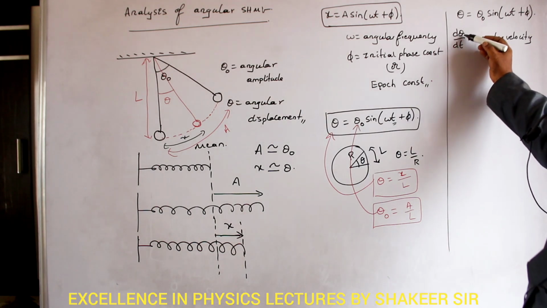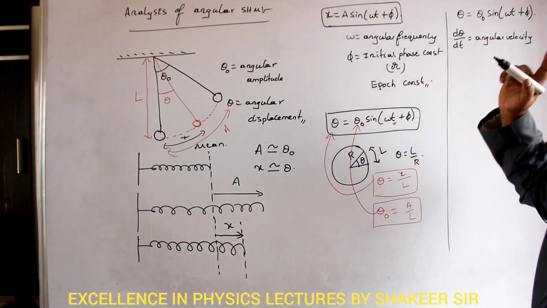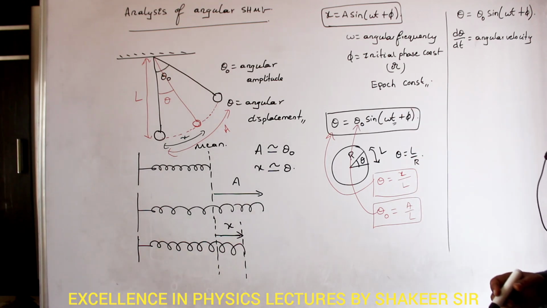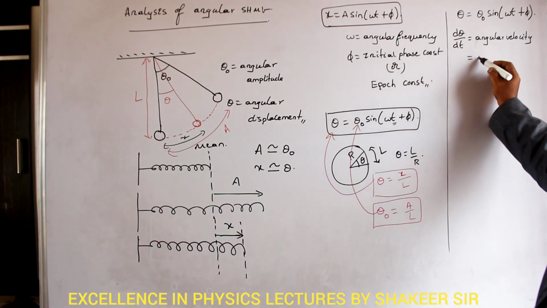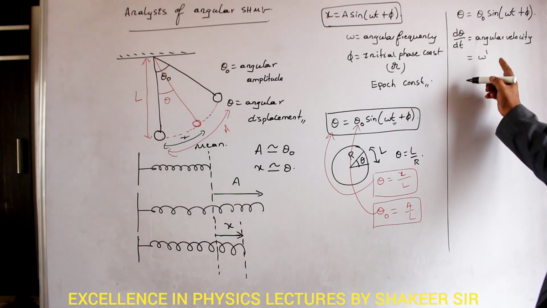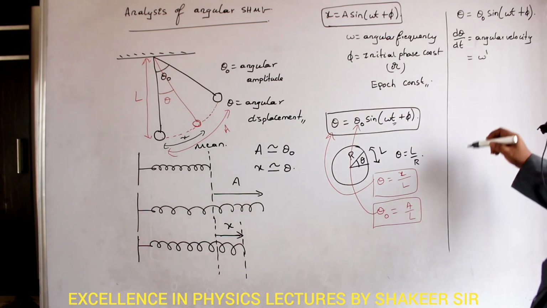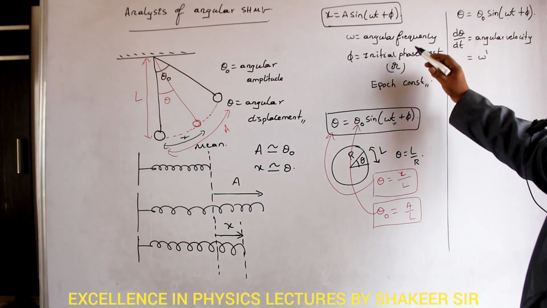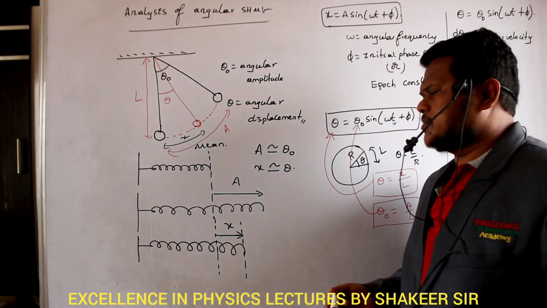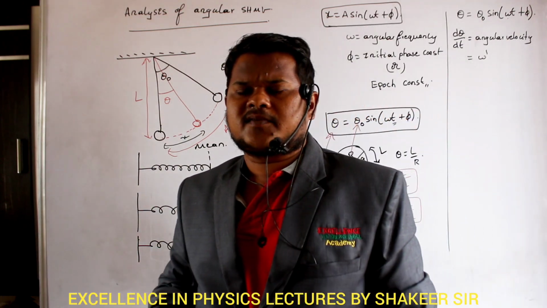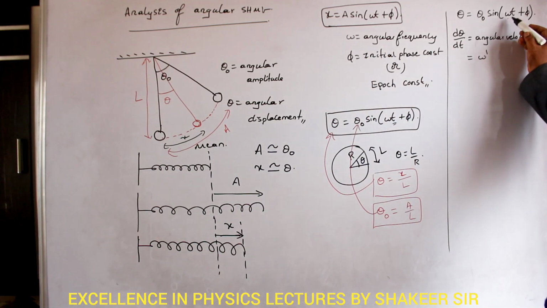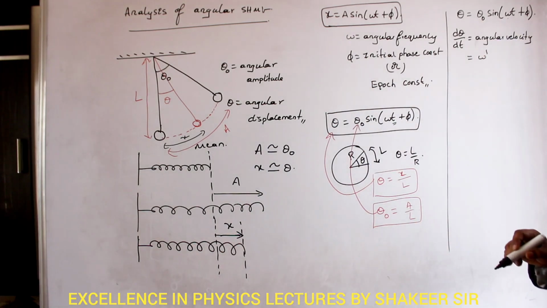This d theta by dt is what? This is the velocity of the particle. This is the angular velocity of the particle at a particular angle theta. So this one I will represent by omega dash. Clear? So omega dash is the angular velocity of the particle at a particular time t. And what is this omega? This is the angular frequency of this oscillation. It means how many 360 degrees or how many 2 pi radians it will complete in 1 second. That is called omega. So don't be confused between this omega and the angular velocity omega dash.